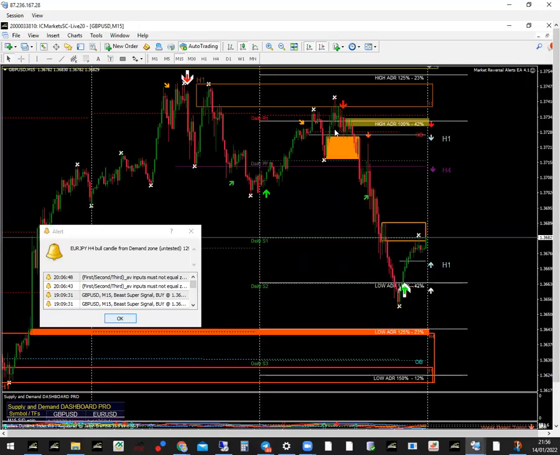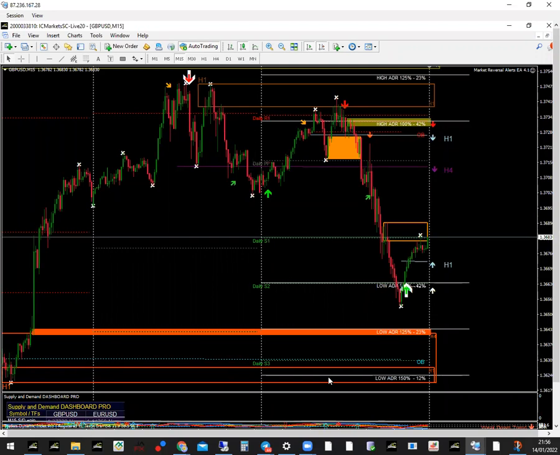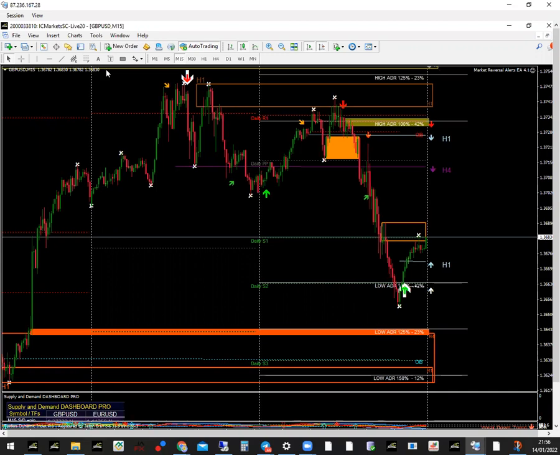Okay, so you see, this was a resistance. We had a break of market structure there, a retest, and it has hit support 1 and support 2, and those are your take profit levels. It's certainly coming back here because it has to fill up that gap, and then it will react at this zone there.